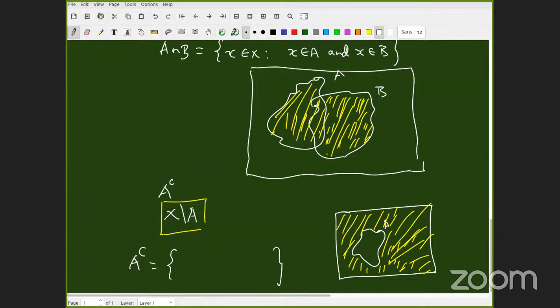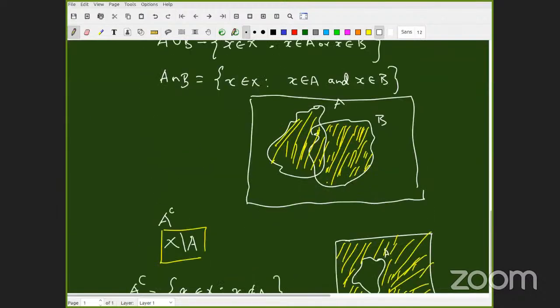Somebody from R5. Sophia. So, the set of all x belonging to X such that x does not belong to A. Fantastic. Well done. See, you have to say it with confidence, right? Set of all x in X such that x does not belong to A. That's 100% correct. Very good.